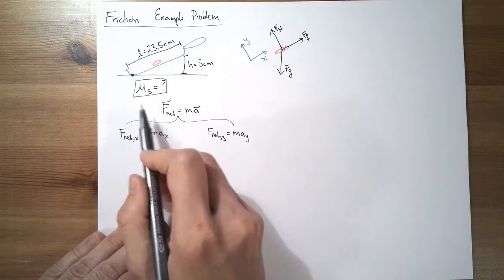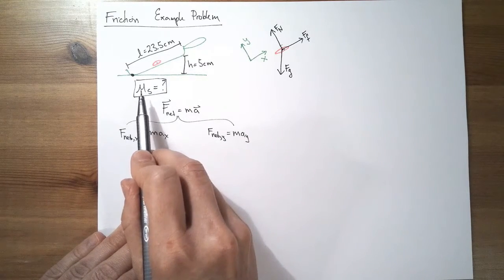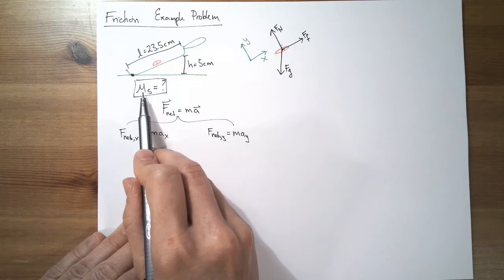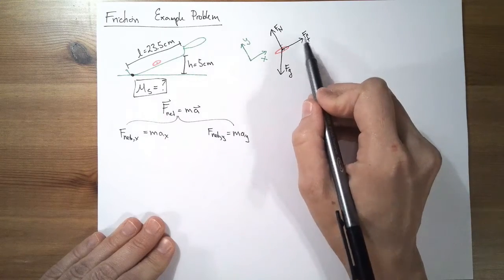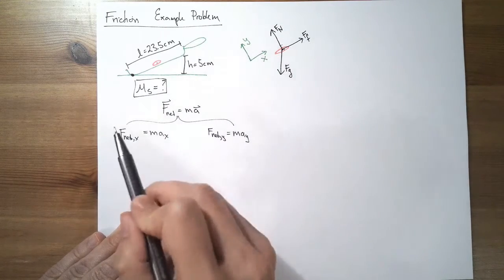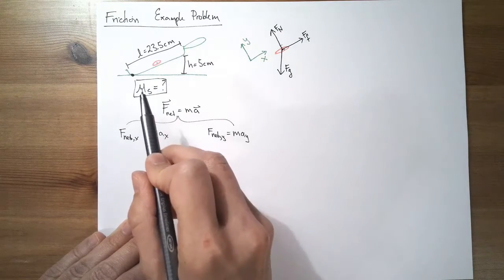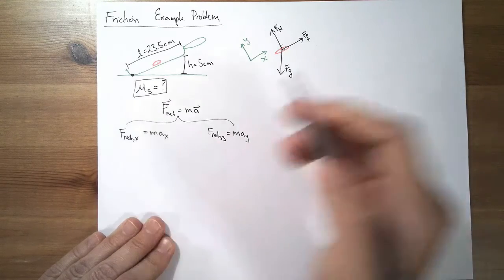And let's see what else. We're looking for the coefficient of static friction, so that's going to be attached to friction. Friction's in the X direction, so let's see if we can do this problem with just the X direction.